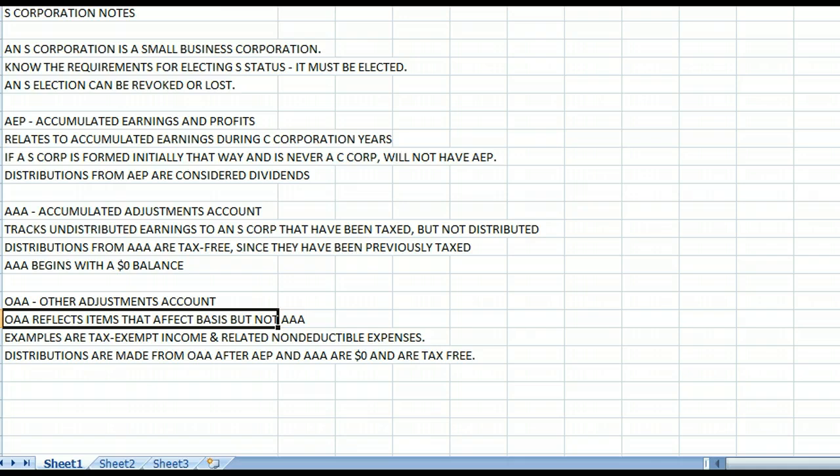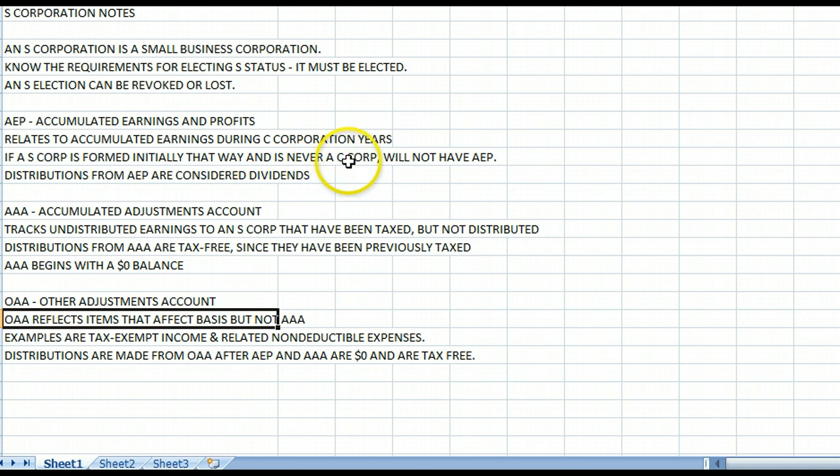Quickly, the other three things before we get to the problem, because you're asked to identify these things: AEP stands for Accumulated Earnings and Profits. That relates to any earnings that have been accumulated, or what you're used to calling retained earnings, during the C corporation years. Where I used to work, we were a C corporation, and we elected to become an S corporation. Any retained earnings accumulated up to that point were captured in AEP. If, however, an S corp is formed initially and is never a C corp, then it's not going to have accumulated earnings and profits.